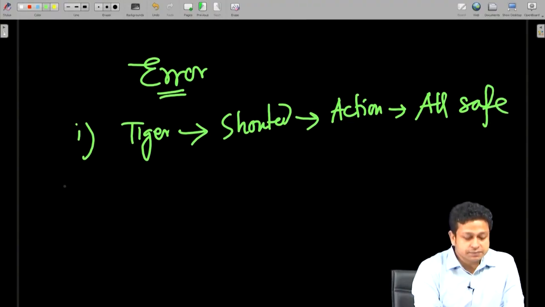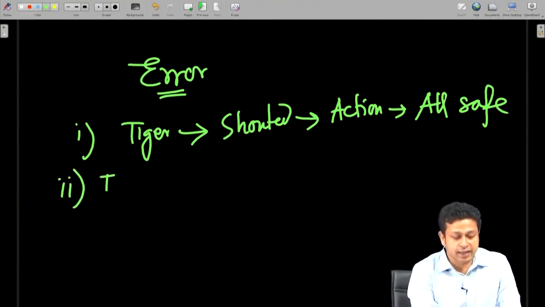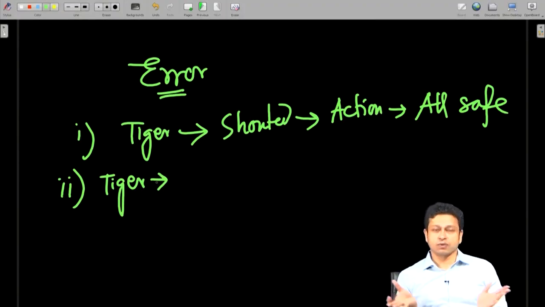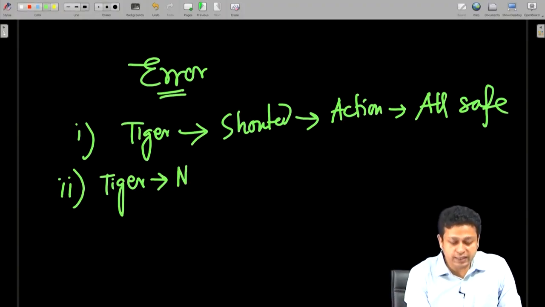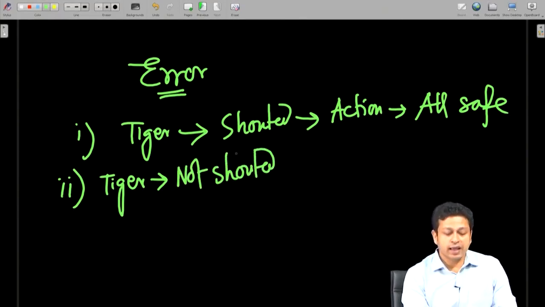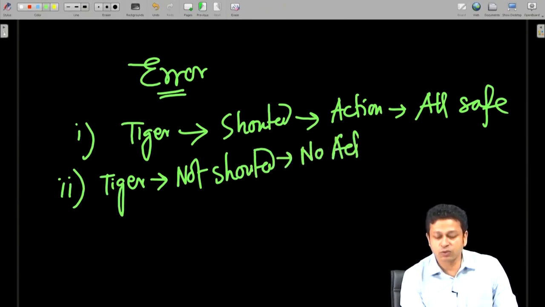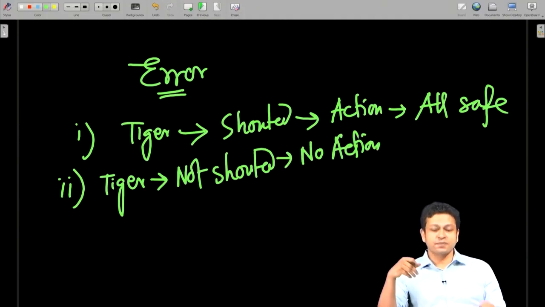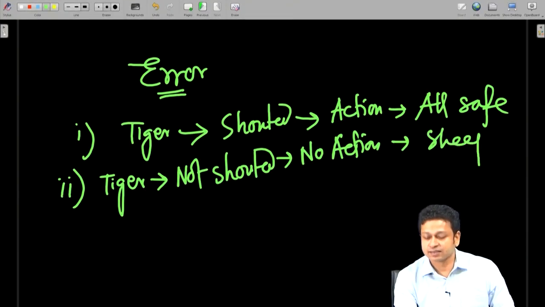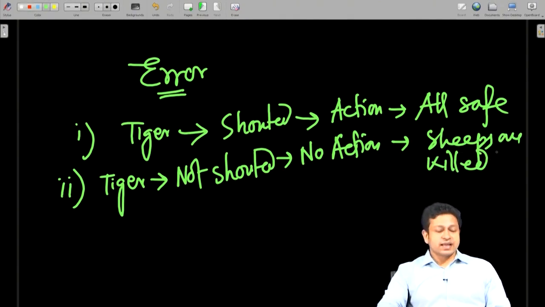The second possibility: let us say the tiger came, and the boy decides not to shout. He might be paralyzed in fear, or he might just run away. So, he did not shout, and when he did not shout, there will be no action, because the villagers did not know that the tiger had attacked the sheep. So, there will be no action, and the sheep are killed. Now, this is the second possibility.